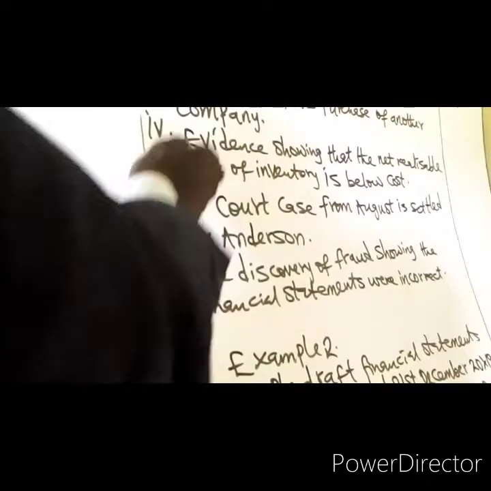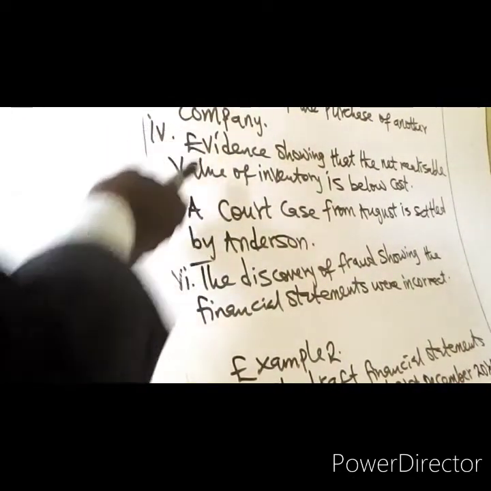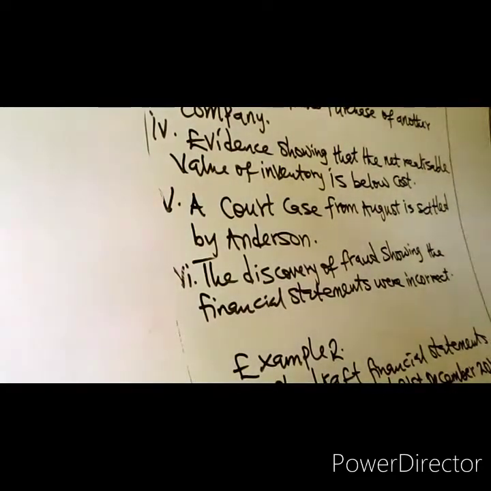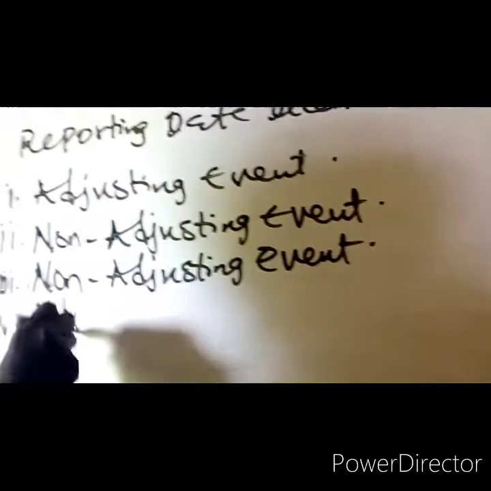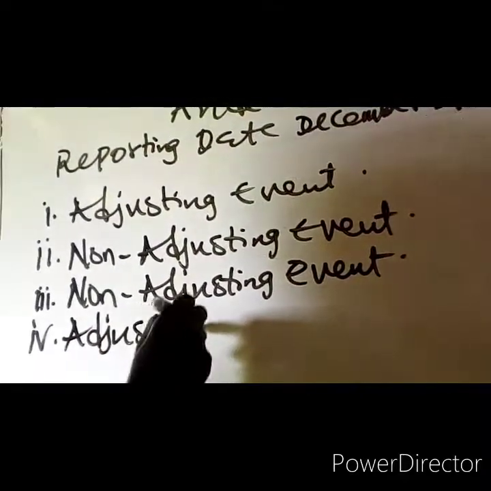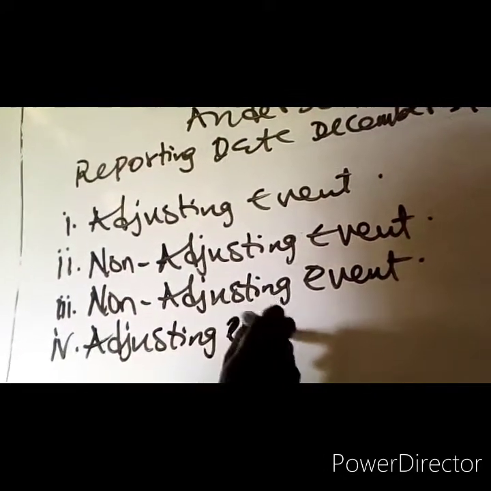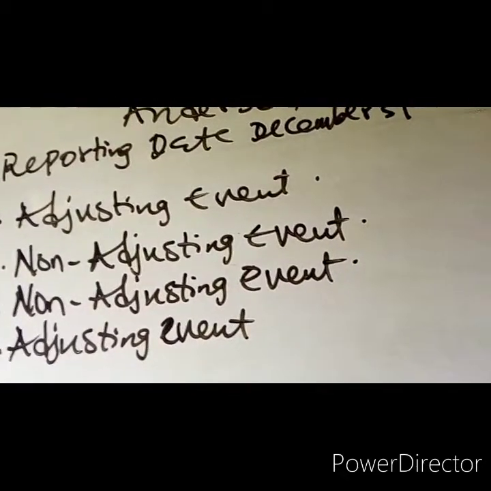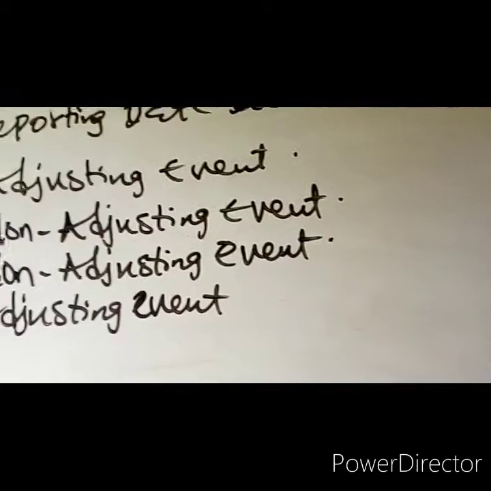Since the net realizable value is lower than the cost you have reported, your financial statement will need to be adjusted to accommodate the effect. Therefore, this is an adjusting event. Evidence showing that the net realizable value of inventories is below cost is an adjusting event. Number five.